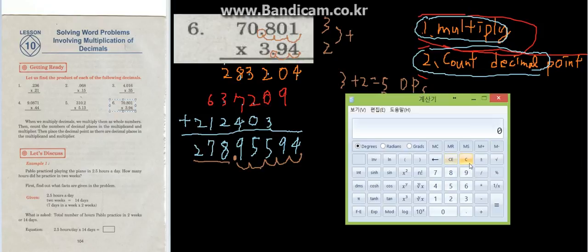So this is 70.801 multiplying 3.94. Is this correct? Yep, it is correct.